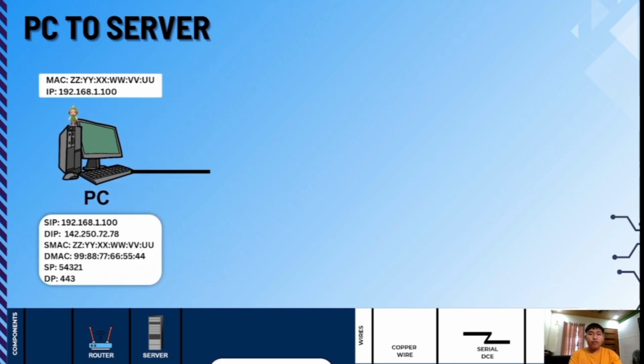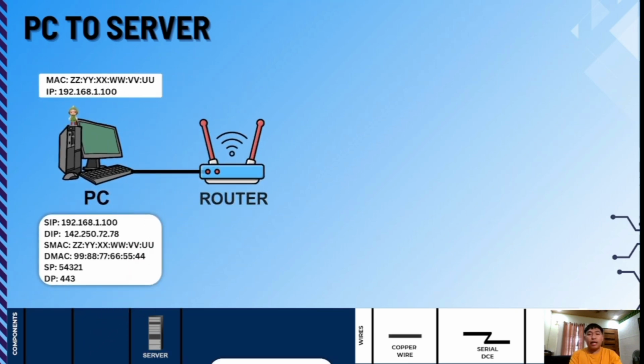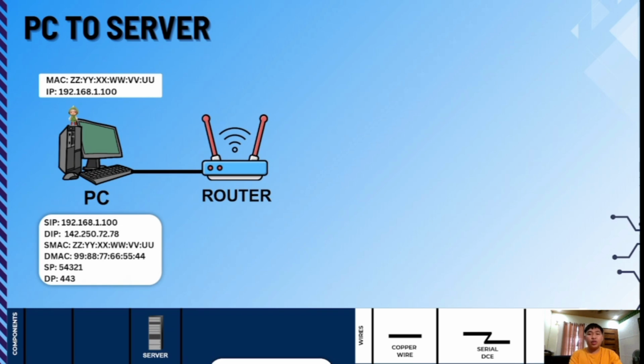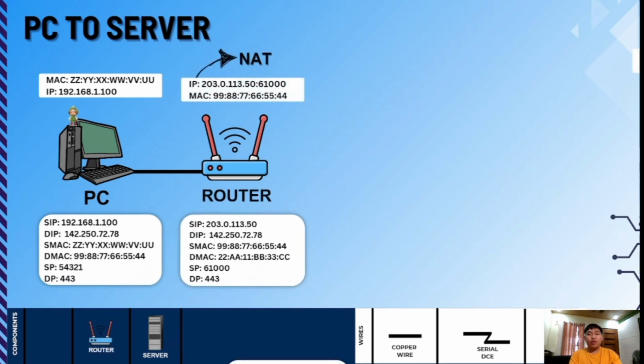Step 2. The first router processes the packet. The packet reaches the first router, which is the gateway to the external network. Since the packet is destined for an external IP address, the router uses network address translation, or the NAT. The NAT assigns a temporary public IP for the outgoing packet. In this case, the router uses 203.0.113.50. It also changes the source port to 61000 for tracking the session.